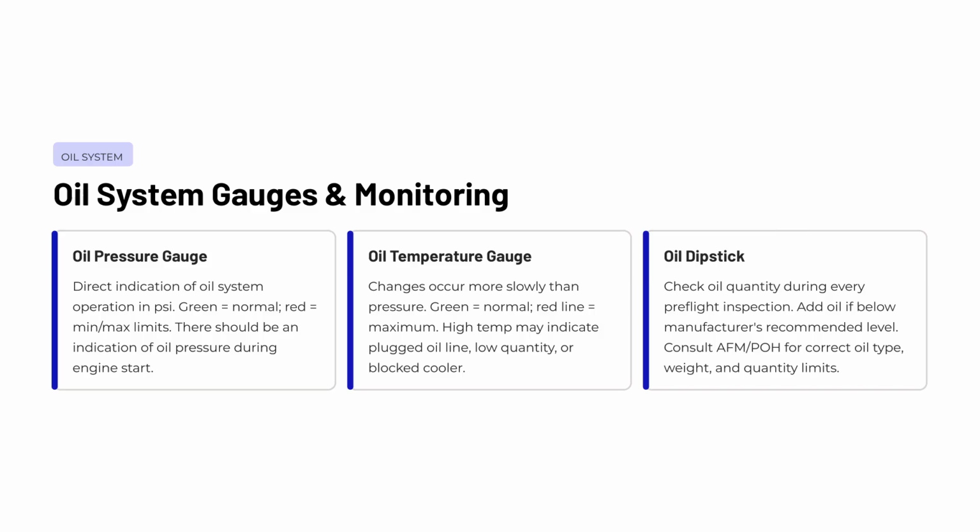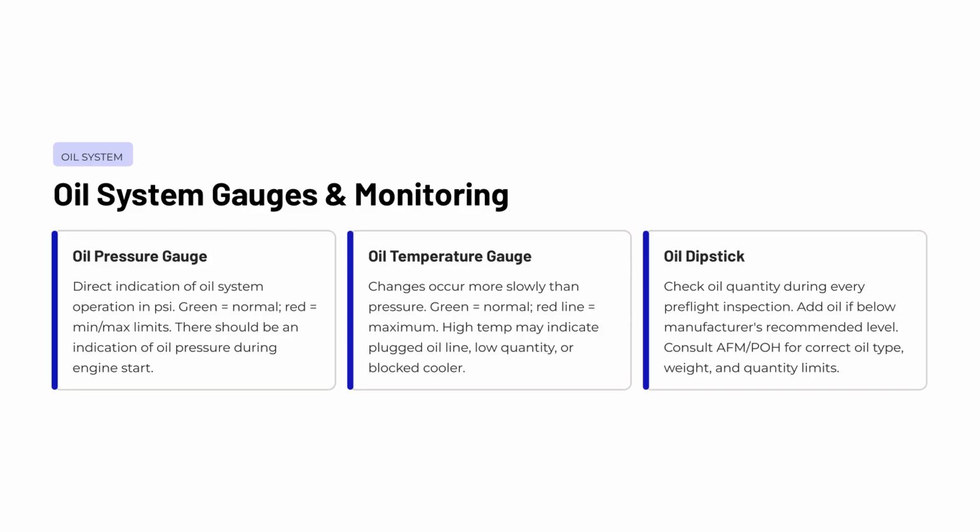Green is your normal operating range, and the red line marks the maximum allowable temperature. If you notice elevated oil temperature, it could point to a plugged oil line, low oil quantity, or a blocked oil cooler, all conditions requiring immediate attention.